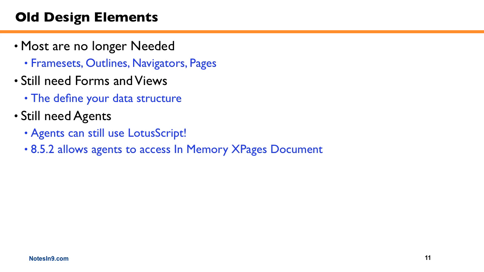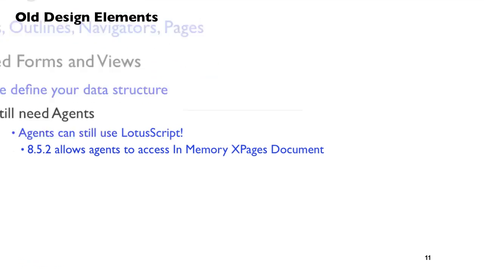And a cool thing about 8.5.2 is you can have a Lotus script agent that accesses the in-memory XPages document, so without even having to save it. So that's kind of cool. It's kind of good to get away from Lotus script a little bit for performance reasons. But if you've got a lot of back-end logic, or you're having some trouble, you can reuse a fair amount of your Lotus script that way.